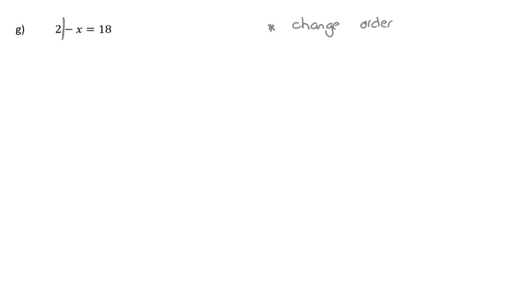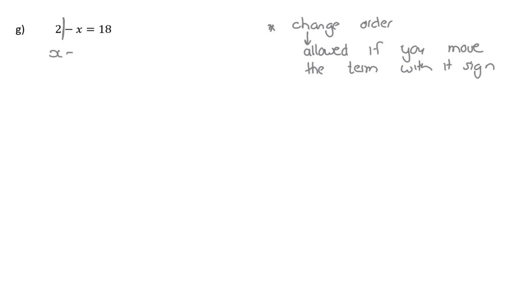Now the thing with changing order, in maths you're not allowed to just swap things around because you feel like that. We learned that in factorizing with the switcheroo. You can't just swap things, but you are allowed to change order if you move an entire term. So you move the term with its sign. And I'll show you what I mean. So in this particular example, you can't suddenly write this as x minus 2 because that's not the same thing.